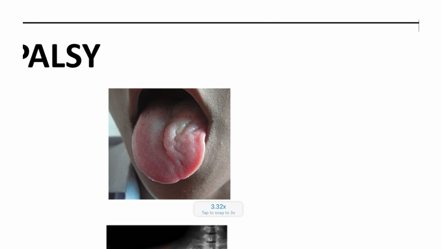This is seen with a hypoglossal nerve injury.